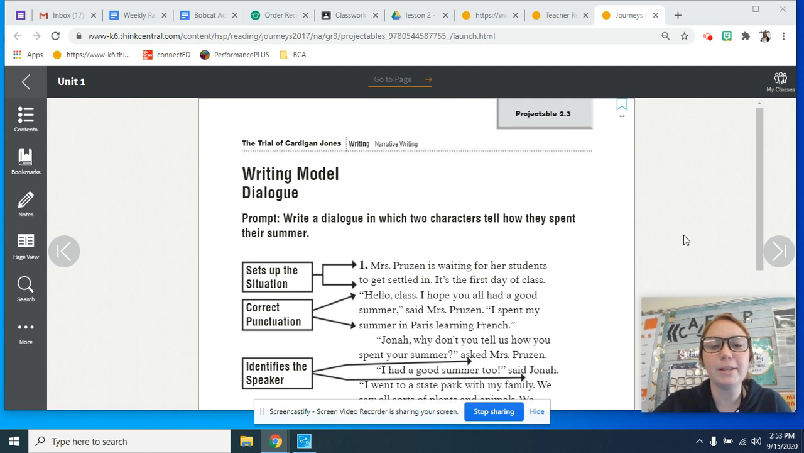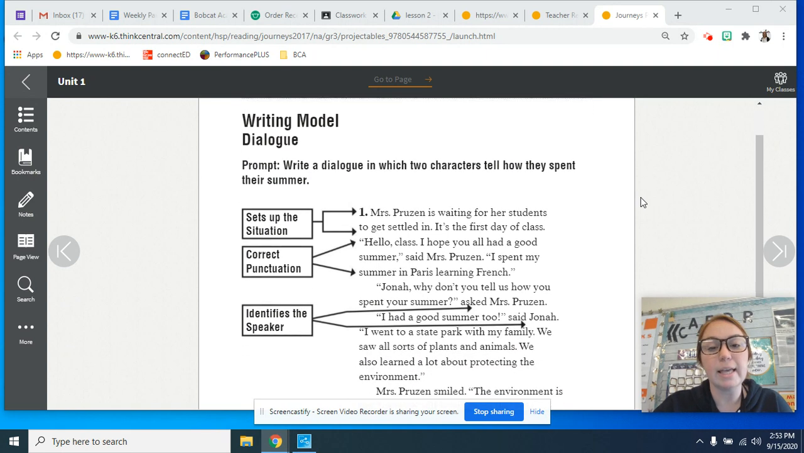Everyone, today we are going to be looking at a writing model for dialogue writing. Last unit we were working with descriptive writing. This one we're going to be working with dialogue writing. What dialogue writing looks like is where you see those quotation marks when someone is talking in a writing. It's what authors use to show when someone is speaking, and we are going to look at what that looks like in a writing model.